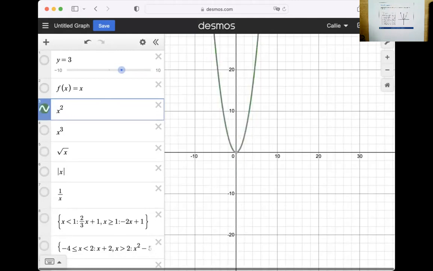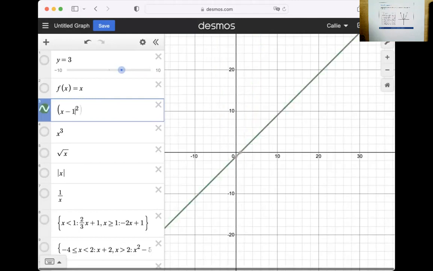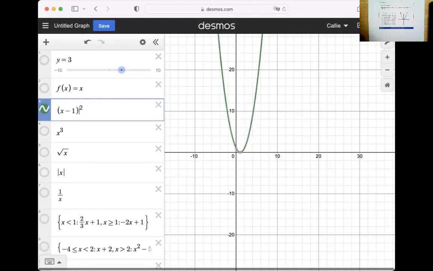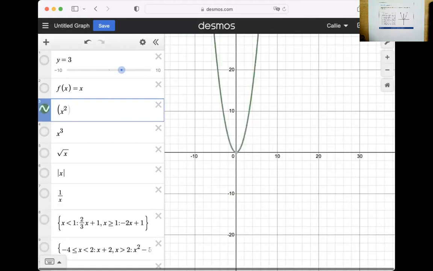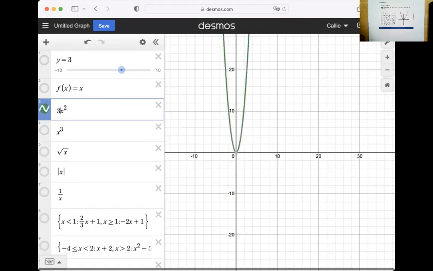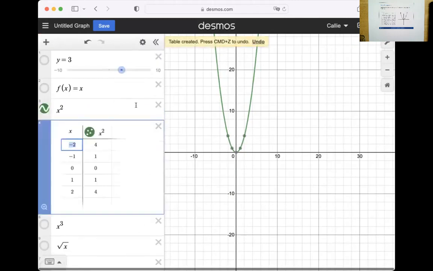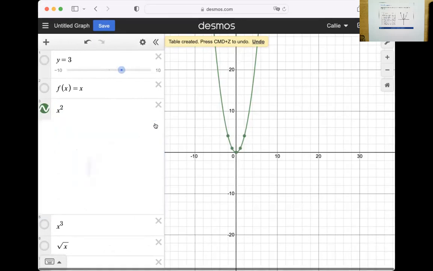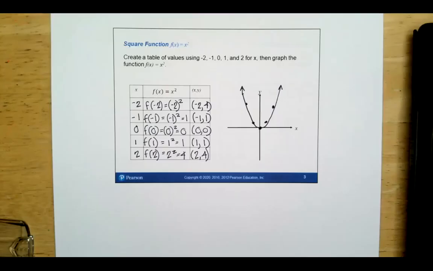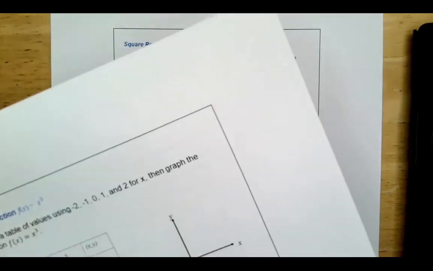What if I put some stuff in parentheses? x -1 moved it over to the right. And then maybe 3x squared made it narrower. But you can see that our base function is x squared, and then depending on what we do to it, it changes the look of the original x squared. So that's why it's called the parent function. Again, if you want to find your x values for that, they will create the table for you. There's your table with some helpful values on the table. And that's the graph of it.